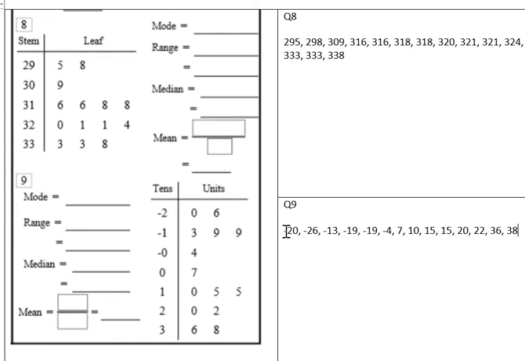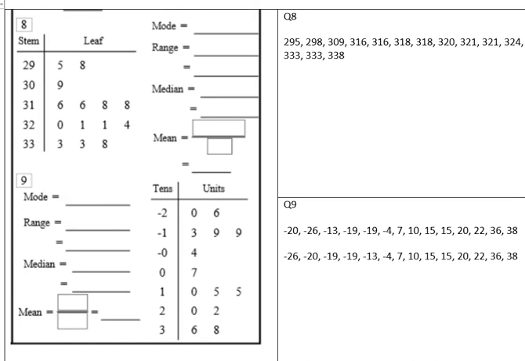Now with this one here, I'm just going to change it so it's in proper order. Negative 26 is smaller than negative 20. Okay, so now it's in order from smallest to largest.